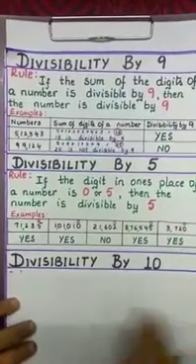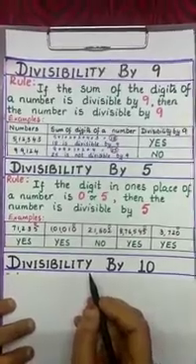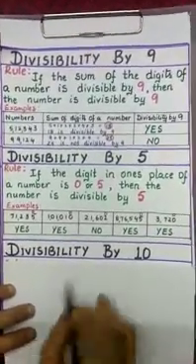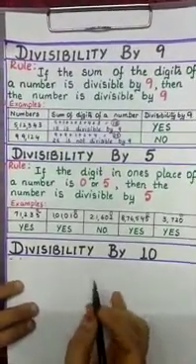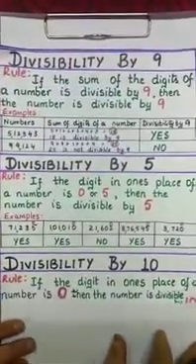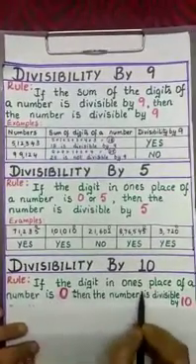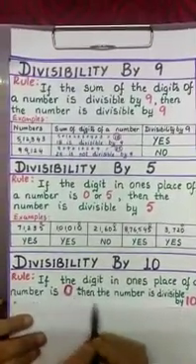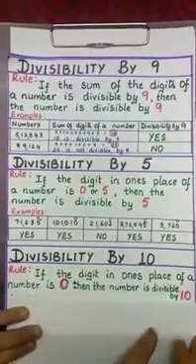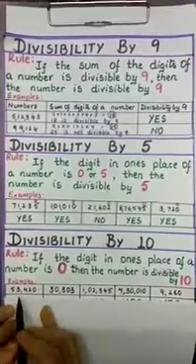Next one, divisibility by 10. Students, as you know that multiples of 10 are 10, 20, 30, 40, 50 and so on. In all 10 multiples, we find 0 in ones place. So according to that, the rule for divisibility by 10: if the digit in ones place of a number is 0, then the number is divisible by 10. Now here again we have some examples.